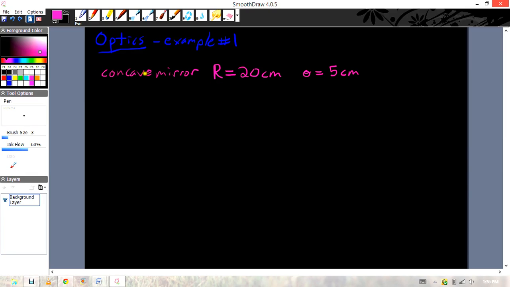Let's place an object 5 centimeters in front of a concave mirror with a radius of curvature of 20 centimeters, and answer the following questions. Where is the image? And what is the magnification? And when we answer the question, where is the image, let's answer: is it real, virtual, upright, inverted, all that good stuff.